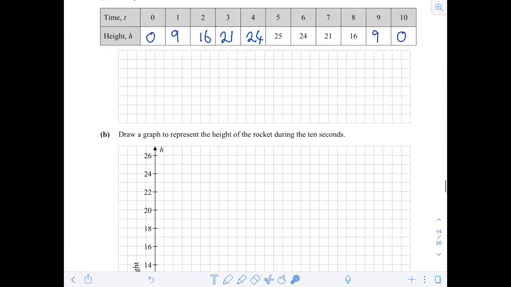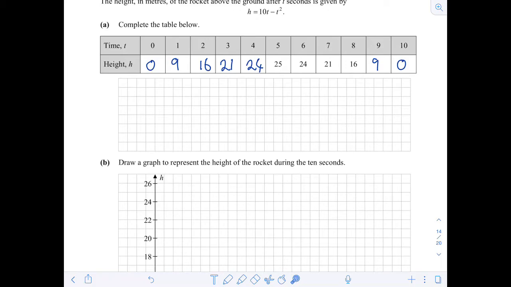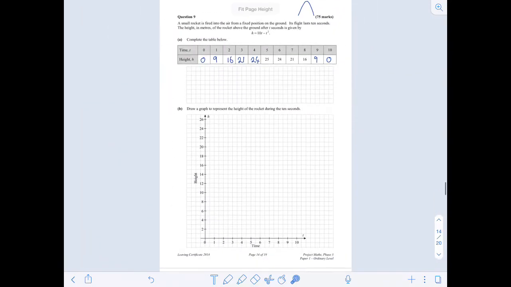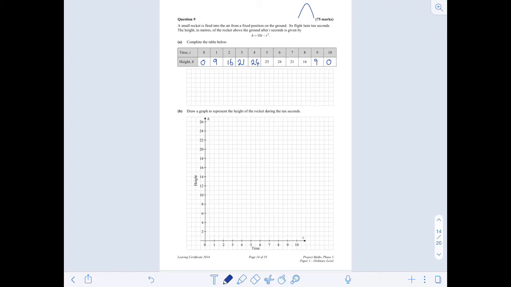Okay, draw a graph to represent the height of the rocket during the 10 seconds. Right, so basically plot this information here on a graph. I'm going to make my window a bit smaller just so I can see both things together. Okay, so I can see everything I need to see there.